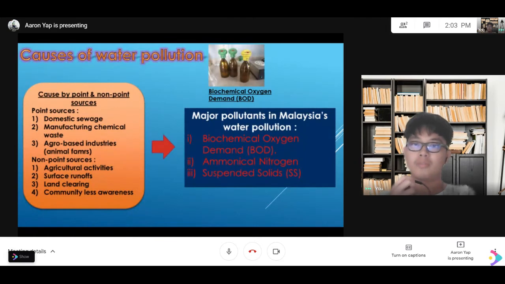The causes of water pollution are point and non-point sources. Point sources are caused by domestic sewage, manufacturing chemical waste, and agro-based industries. Non-point sources are caused by agricultural activities, surface runoffs, land clearing, and lack of community awareness.